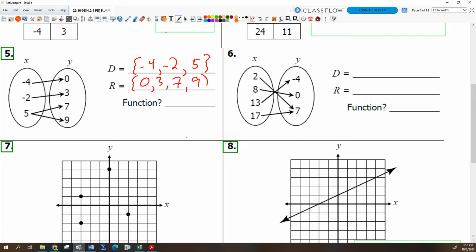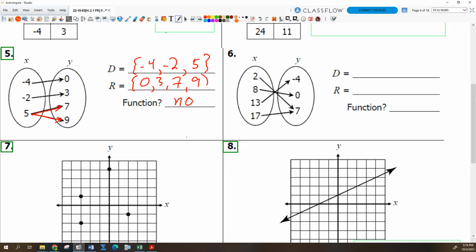You're right. Sophia, how come? You're exactly right. Okay, 5 has 2 outputs. In a mapping, that's easily seen because there are 2 arrows leaving an input value, right? So this is the reason right here that that is not a function.